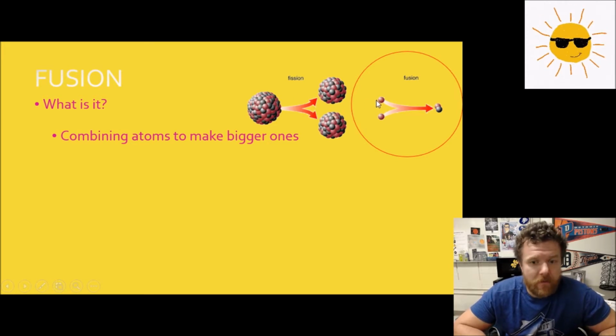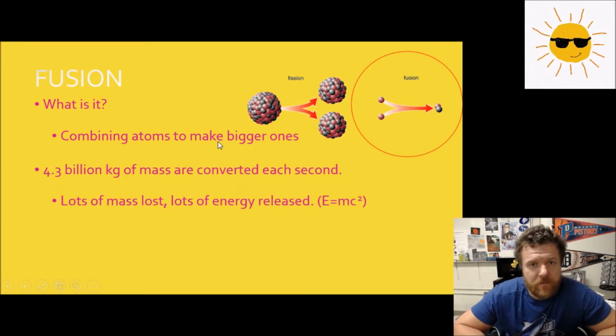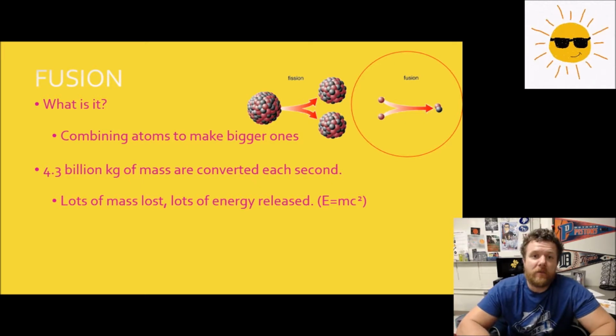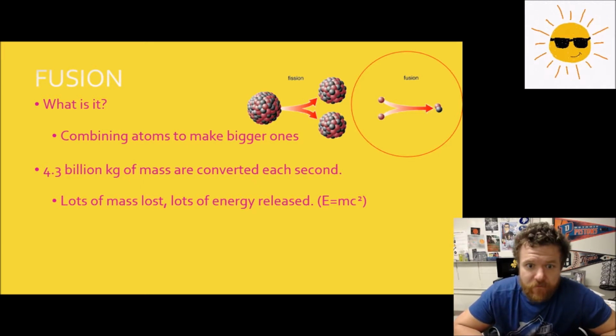A hydrogen bomb is when you take two small atoms, smash them together to make a bigger atom, and that's going to also release energy. So fission is breaking apart, fusion is smashing together. Inside of the core of the sun, there's about 4.5 billion kilograms of material that is fused every single second.